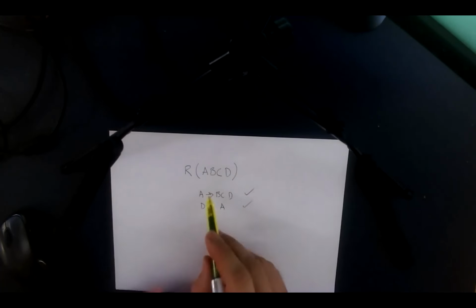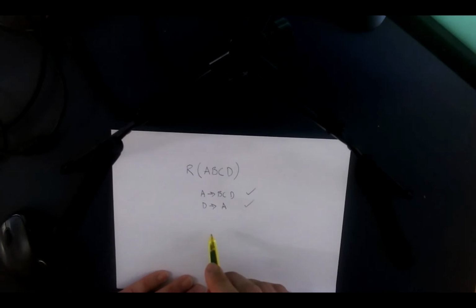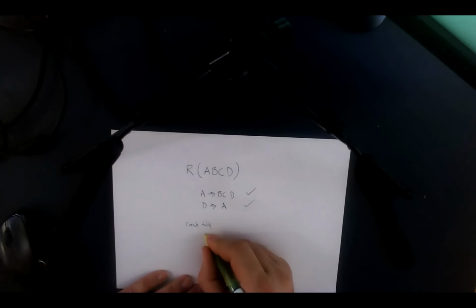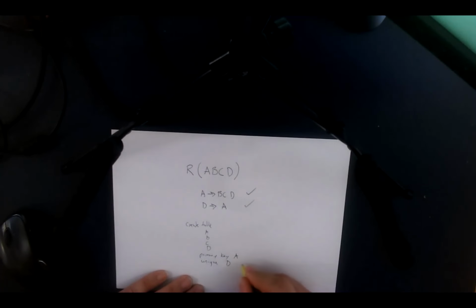Now, how do we declare this in SQL? All right. It's a create table A, B, C, D. And then we say primary key A, unique B. Okay?